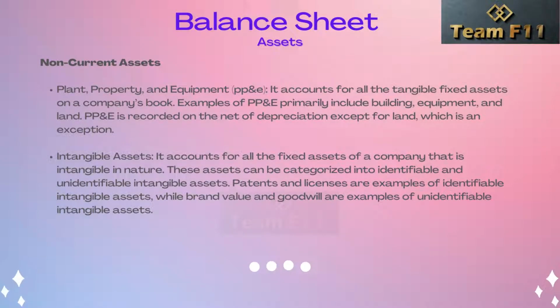Plant, property, and equipment (PP&E), it accounts for all the tangible fixed assets on a company's book. Examples of PP&E primarily include building, equipment, and land. PP&E is recorded on the net of depreciation.